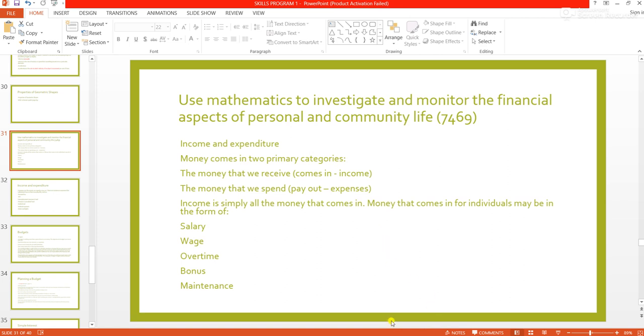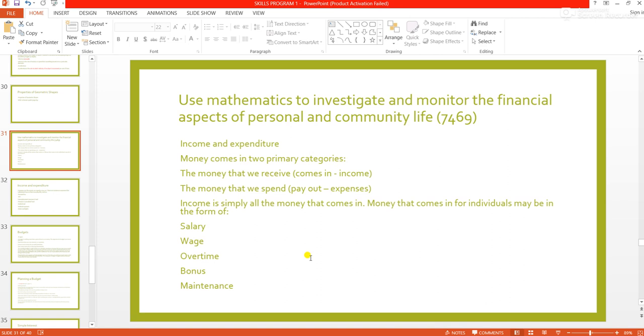money that comes into primary categories. The money that we receive, which comes in, is income, and the money that we spend, it pays out, which is our expenses. So these are just the types of income and expenditure. So income is simply all the money that comes in. Money that comes in for individuals may be in the form of a salary, a wage, overtime, bonus, and maintenance.